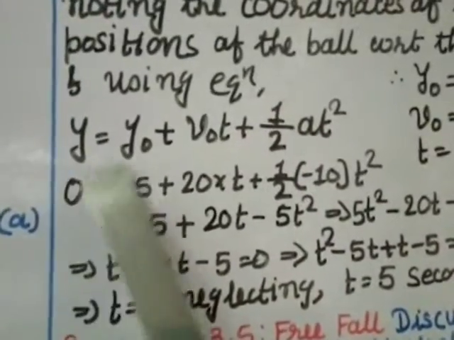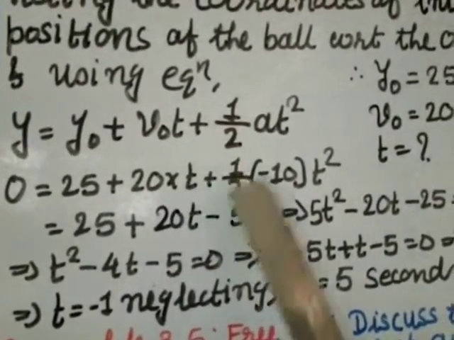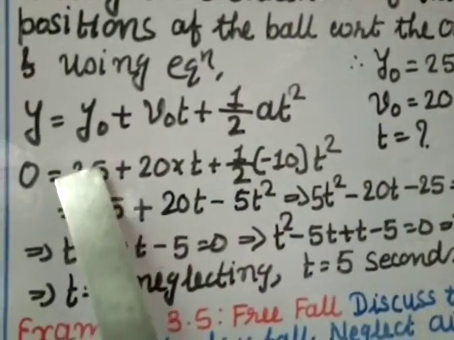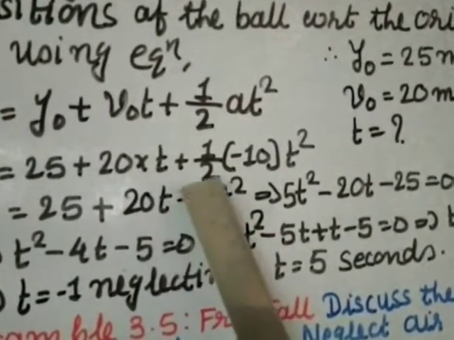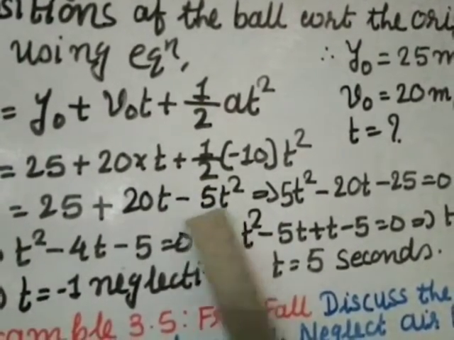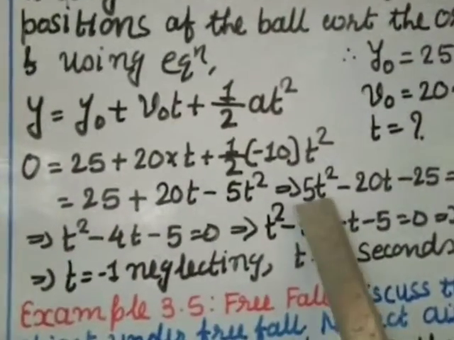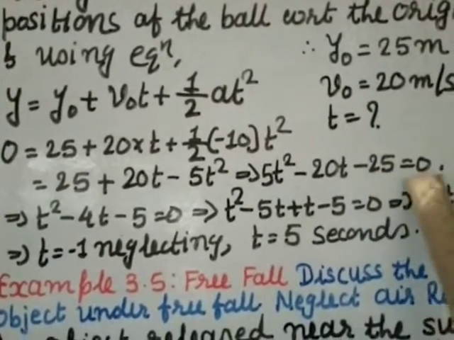So you get 25 plus 20t plus 1 by 2 times a, whose value is minus 10, times t square. So what you get is 25 plus 20t plus, minus into 2 cut by 2, so minus 5t square. All these terms you transfer over here, then the sign will be changed. So you get here 5t square minus 20t minus 25 equal to 0.